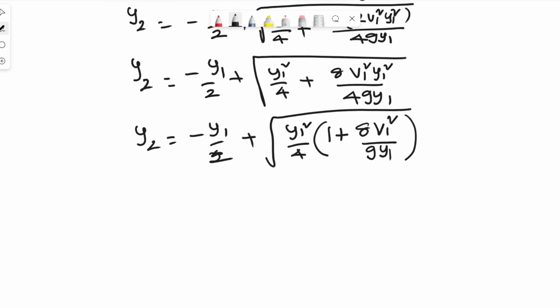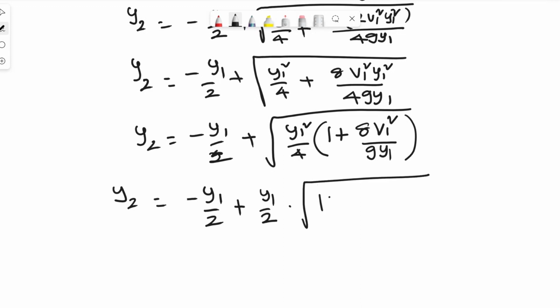Then still I will make a simplification. Y2 is equal to minus y1 by 2 plus square root of y1 square by 4 into 1 plus 8v1 square by g y1. So now y1 by 2 I will bring outside the root, because under the root 2 comes out as 2 by outside. It is y1 by 2 into square root of 1 plus 8v1 square by g y1. This is what we have.